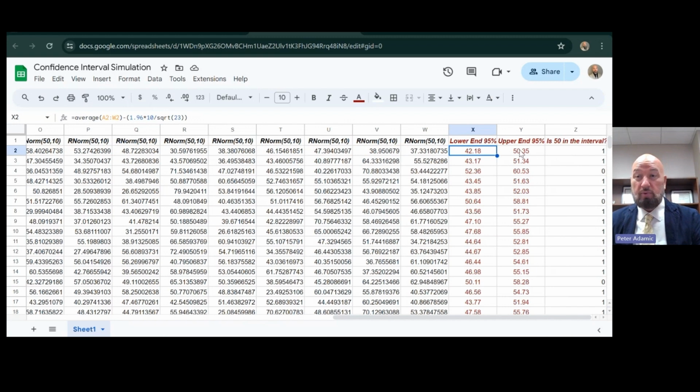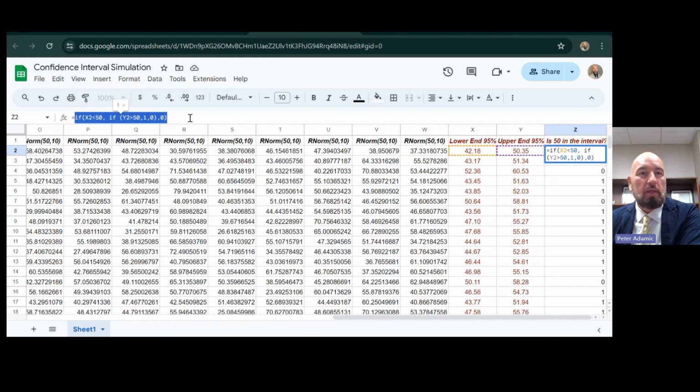Now, column Y will have pretty much the exact same formula, but we're going to add instead of subtract. So column X will be the lower end of the 95% confidence interval, and in the Y column we'll have the upper end of the 95% confidence interval. The last column, Z, is an indicator, 1 or 0, of whether 50 is contained in the interval or not. There's just a logical argument in the cell: if X2 is less than 50 and if Y2 is greater than 50, we'll assign a 1, otherwise 0. In other words, if 50 is in the interval, we'll give it a 1. If it's not, we'll give it a 0.